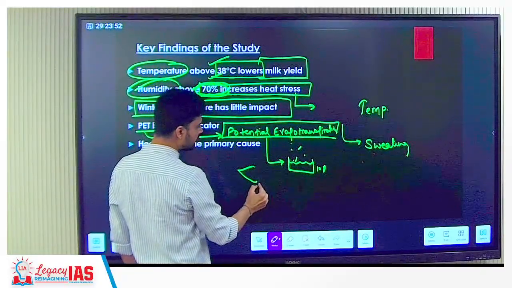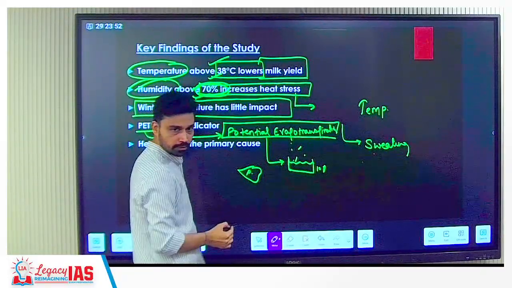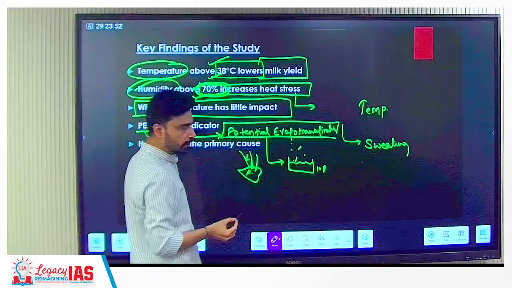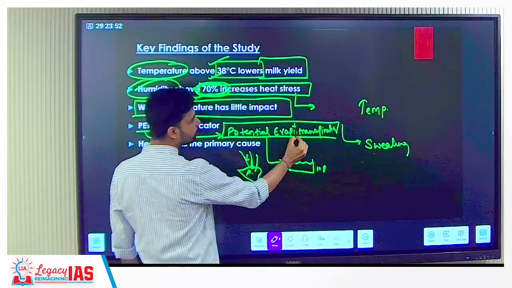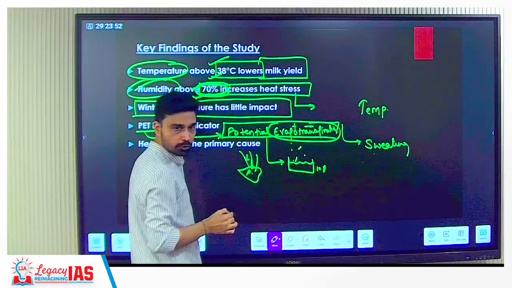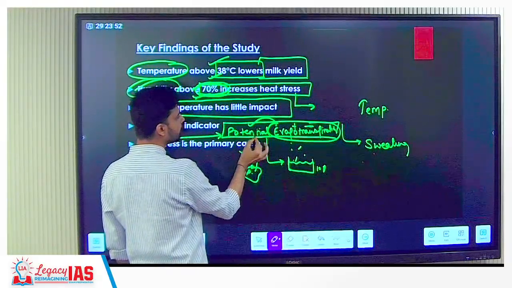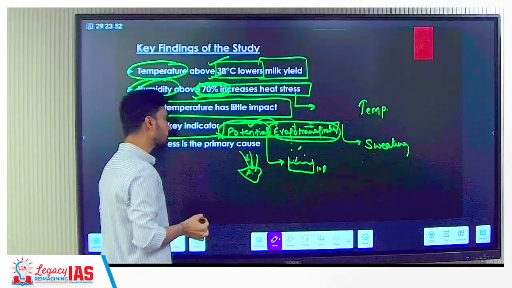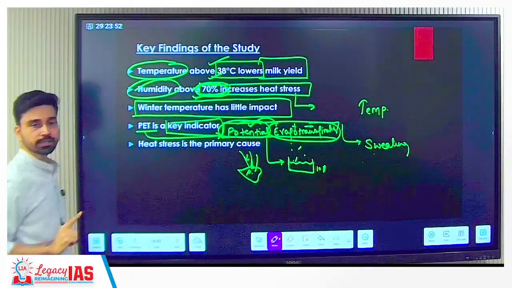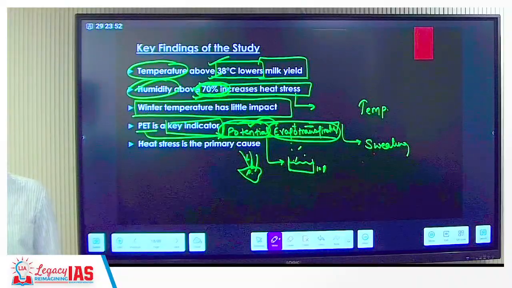The same thing you can say is transpiration. That means the plants that you have, based on the current temperature, how much water would the plant lose. You combine both the evaporation rate plus water loss by plants. What will it be referred to as? Evapotranspiration. So based on a particular temperature, what is the potential evapotranspiration? That is the best indicator of what? Heat stress. Okay, because you are considering both.